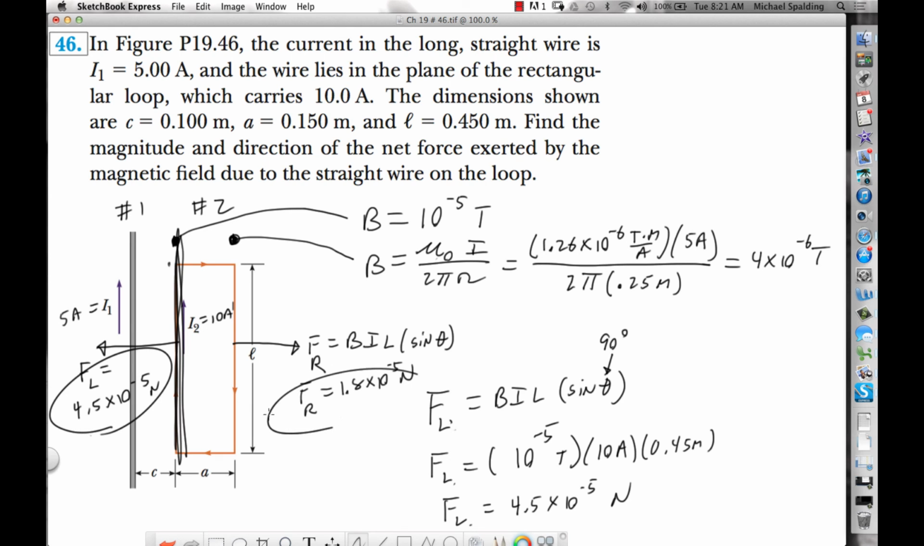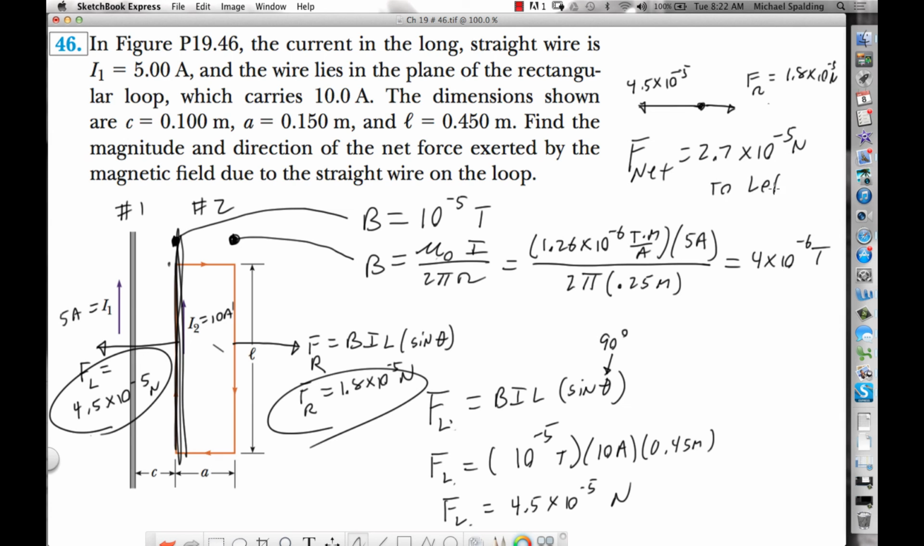Now look, which force is going to win, force right or force left? Force left. So then you subtract those. It's kind of like a tug of war. You've got force left, 4.5 times 10 to the negative 5, and then we also have force right, which is smaller, 1.8 times 10 to the negative 5. So then the answer is going to be the difference between those, which is 2.7 times 10 to the negative 5 to the left.